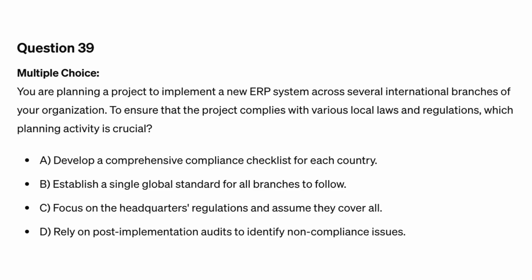Question 39. You are planning a project to implement a new ERP system across several international branches of your organization. To ensure that the project complies with various local laws and regulations, which planning activity is crucial? A. Develop a comprehensive compliance checklist for each country. B. Establish a single global standard for all branches to follow. C. Focus on the headquarters regulations and assume they cover all. D. Rely on post-implementation audits to identify non-compliance issues.